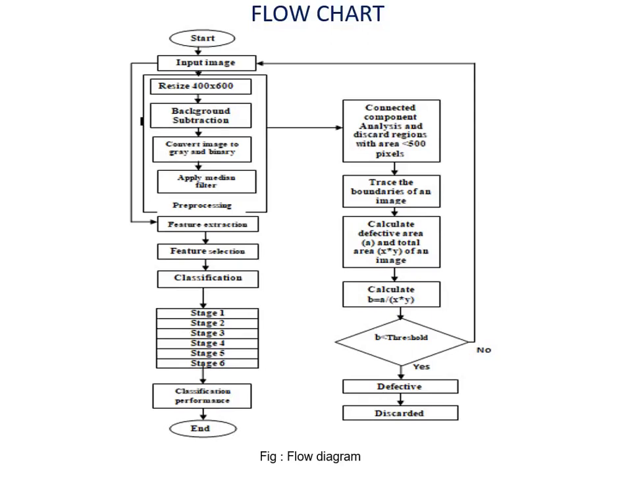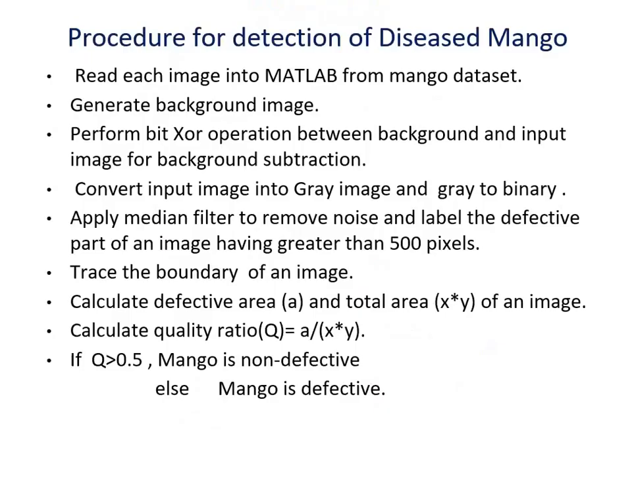If the quality ratio is less than the threshold 0.5, then it is detected as defective and discarded from the process. If the mango is non-defective, then it is fed to feature extraction and then to feature selection, in order to reduce the complexity of the model, and those dominant features are fed to the classifiers. Based on that, we have predicted the performance of each classifier.